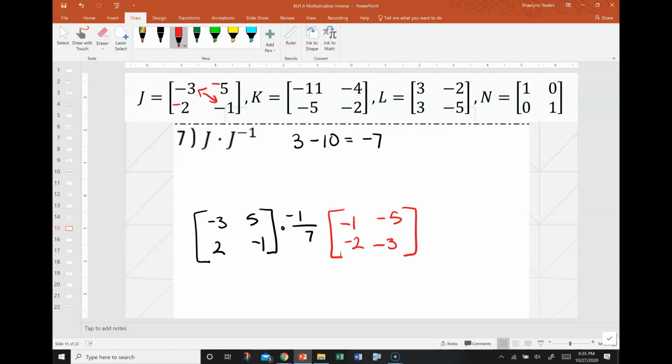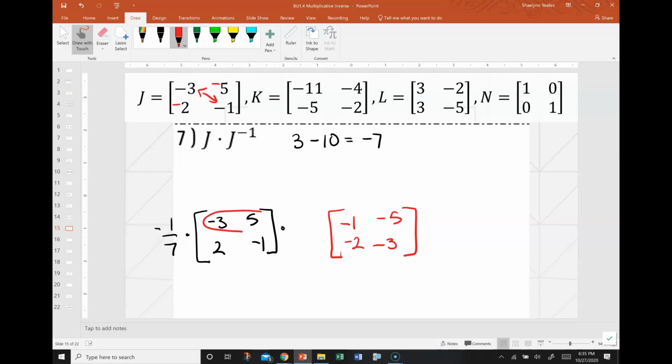All right, what we're going to do first now is pull the negative 1 over 7 in front. I can pull it in front because it is a scalar, so it doesn't matter when I multiply by it. Actually, let's do that. I'm going to rewrite it so it's in front. It doesn't actually matter where it goes, I just need to remember to multiply by it at some point. Okay, now we need to remember how to multiply matrices.